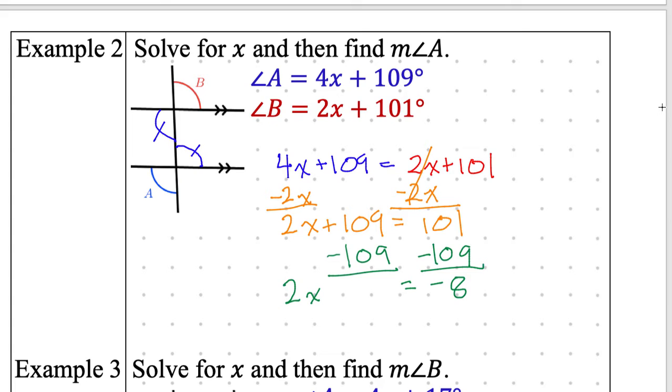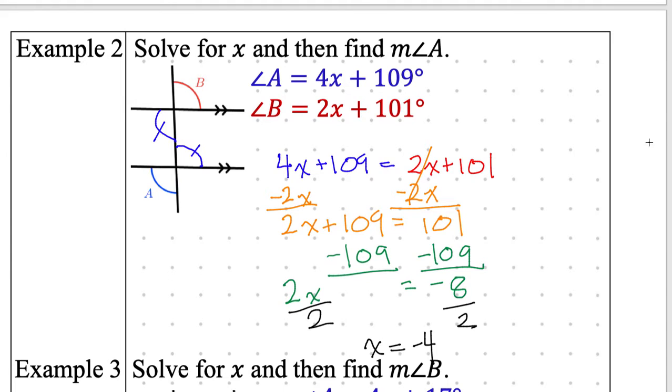Thank you, Gunnar. And our final step in terms of solving this equation. We'll call on Sergio again. Divide by 2. X equals negative 4. Am I done? Do I box my answer? No. What am I going to do next?